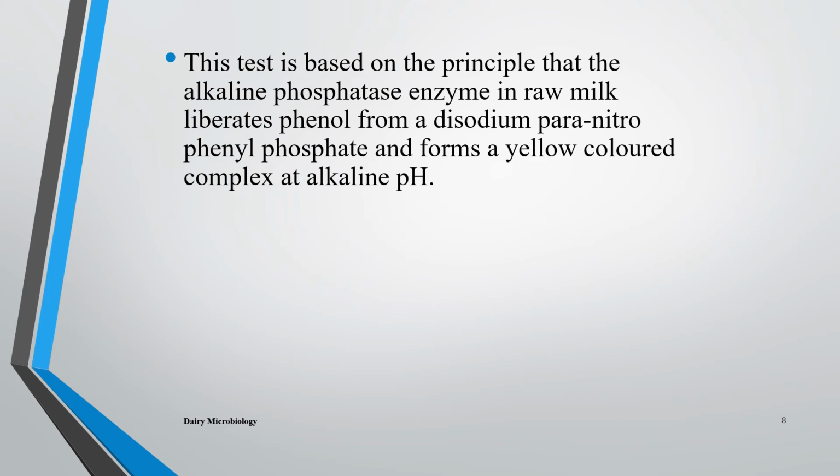So this test, the detection of the phosphatase enzyme, is based on the principle that the alkaline phosphatase enzyme, which is present in raw milk, liberates the phenol from disodium para-nitrophenyl phosphate, which is a substrate for that phosphatase enzyme, and that enzyme converts this para-nitrophenyl phosphate into a yellow color complex at alkaline pH. This yellow color complex is phenol.